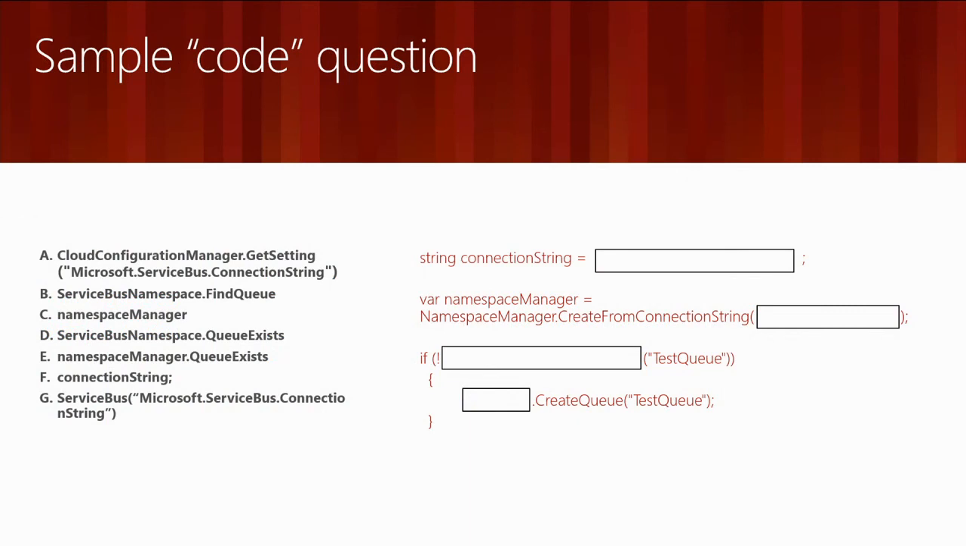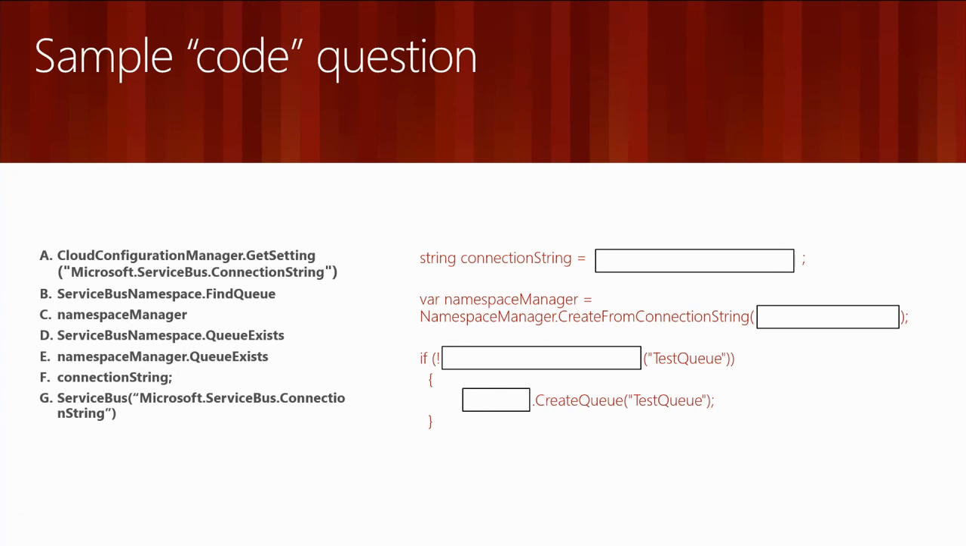Code question, these are pretty typical in the test, especially on the developer exam. So you get stuff like fill in the blank, and then you have options listed on the right side. In this case, we would have our connection string. Obviously, we would be using the top one, Cloud Configuration Manager. We're going to get our connection string out of there. Then we would come down and it's saying, okay, we want to create a namespace manager, create it from a connection string.